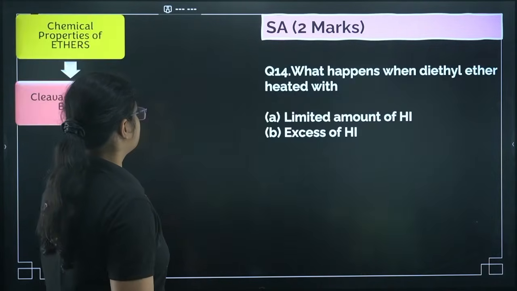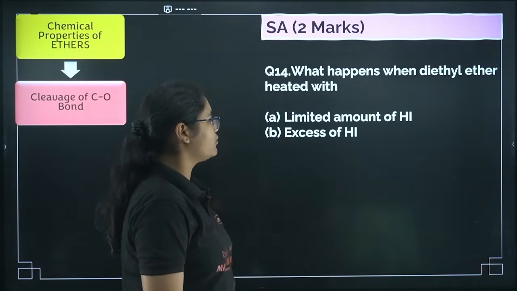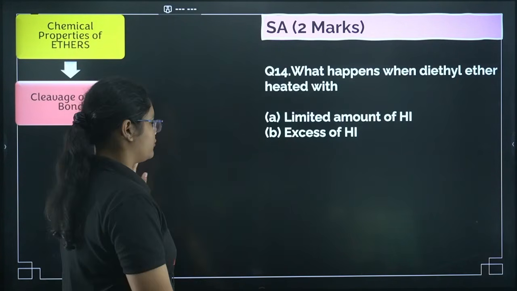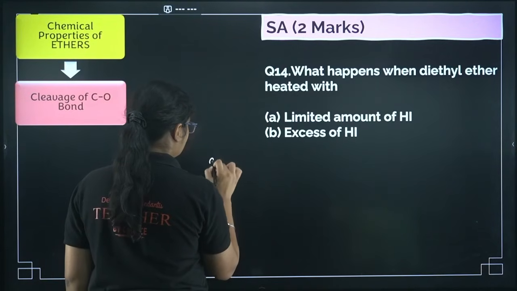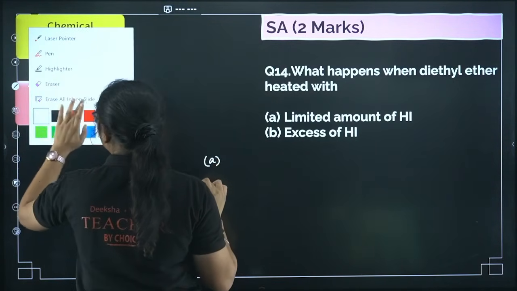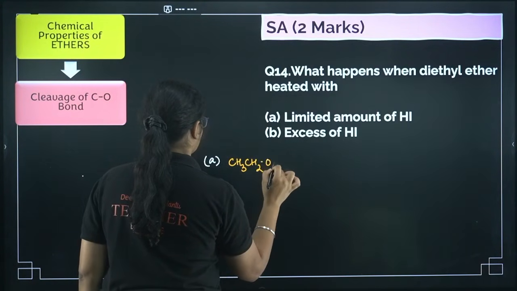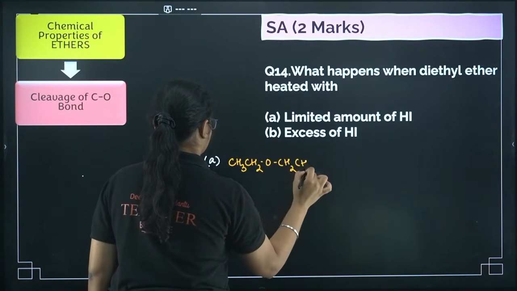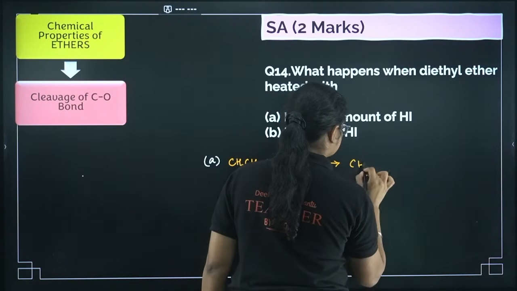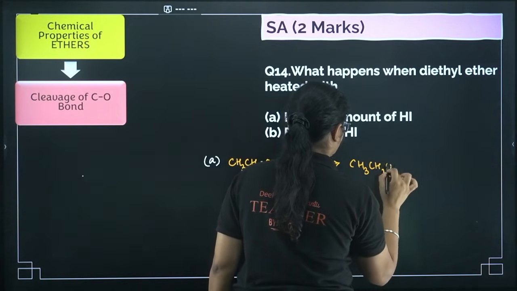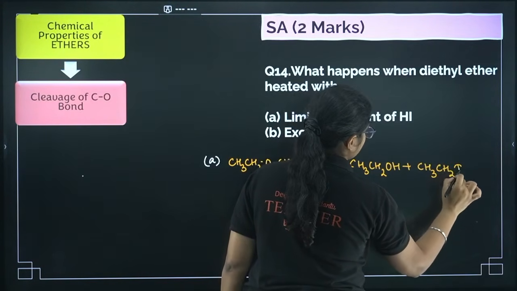Next, see question number 14. What happens when diethyl ether is heated with limited amount of HI and excess amount of HI? This is a good question. First of all, diethyl ether is there. I'll do the first one. Diethyl ether means CH3CH2OCH2CH3. You can see both sides have the same group. So you will have on one side CH3CH2OH, and on the other side CH3CH2I.